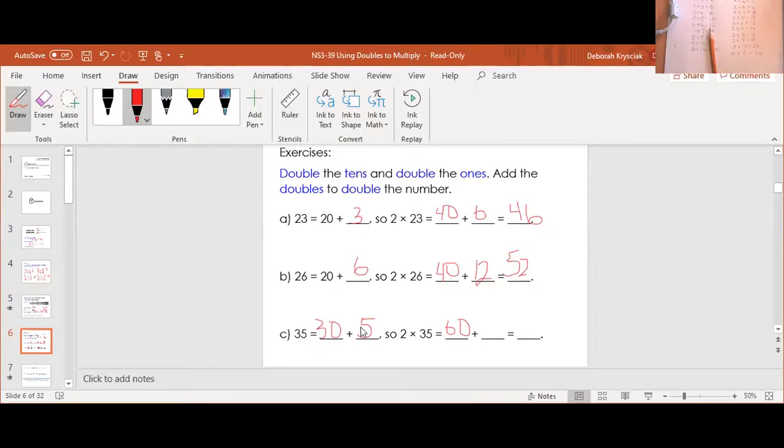2 5s is 10. So when I do 2 times 35, in my head I can think, oh, 2 30s would be 60, 2 5s would be 10. And in my head I can add these together, 60 and 10. 6 and 1 is 7. And then the 0's 70. Okay. All right.